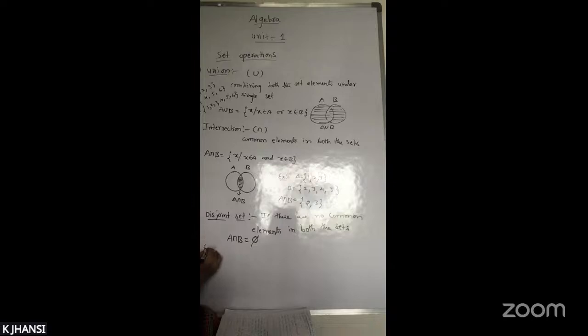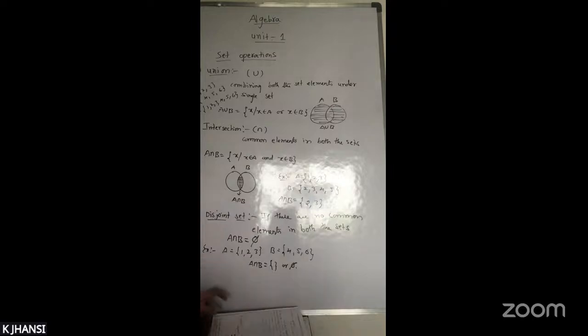That is, you can take an example. A is equal to {1, 2, 3}, and B is equal to what? {4, 5, 6}. Are there any common elements? There are no common elements. So A intersection B is equal to an empty set, we can write it like this, or like this. So this is called a disjoint set.